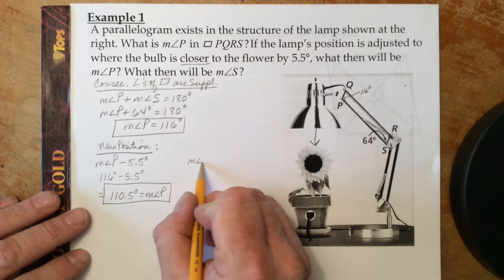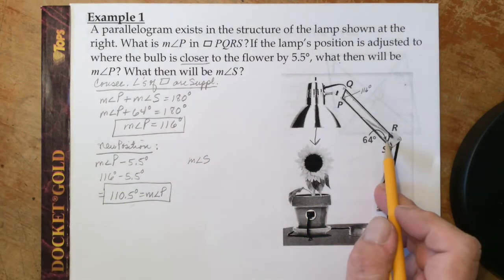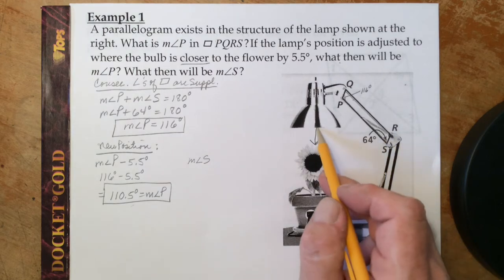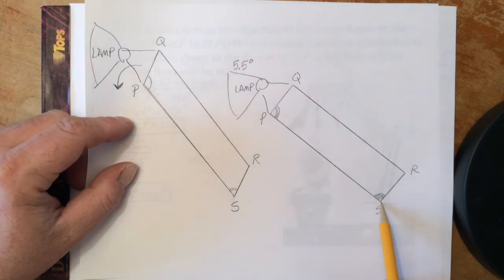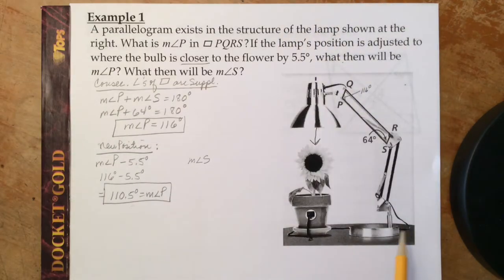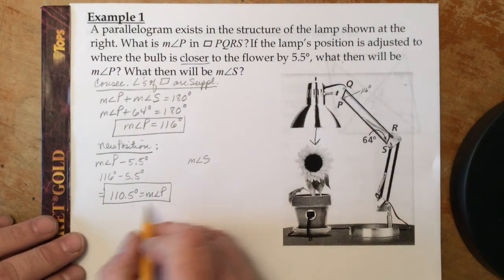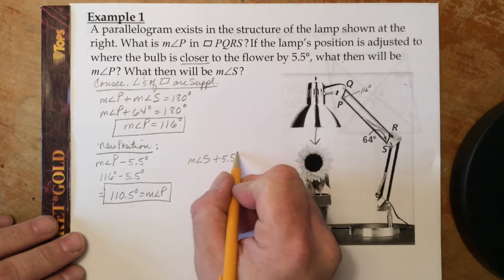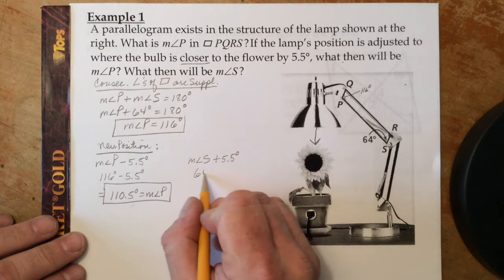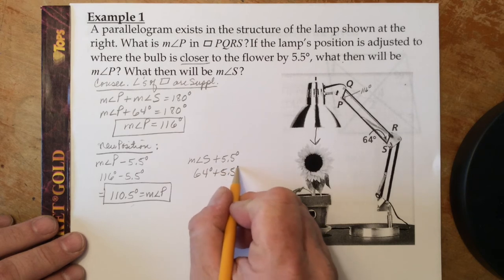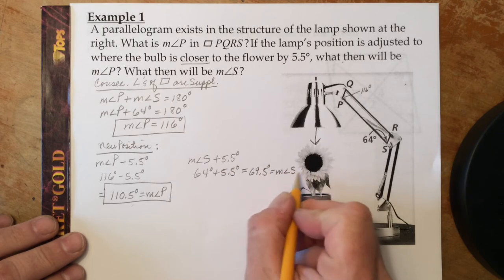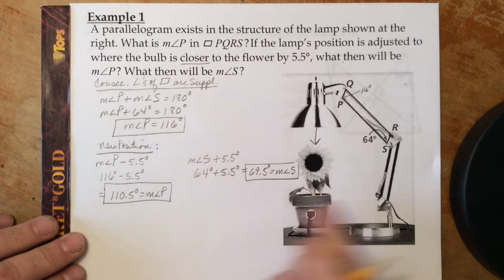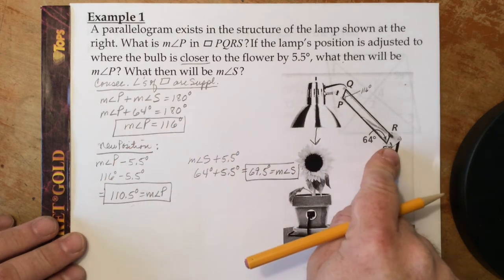And then for the measure of angle S, notice that the measure of angle S, 64 degrees here, as this gets pulled down, we go from this angle to something that looks more like this angle. Notice that the angle is getting larger as the lamp is being pulled down. So we're adding 5.5 degrees. So the measure of angle S is 64 degrees plus 5.5 degrees, which gives us 69.5 degrees as the measure of angle S. This is in the new position. So these two are in the new position and 116 and 64 are the old position.